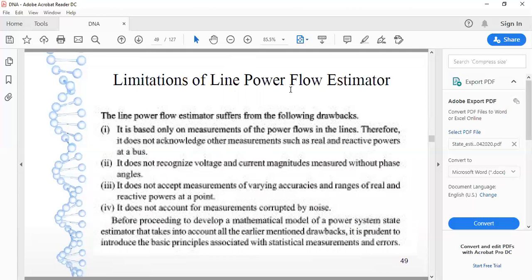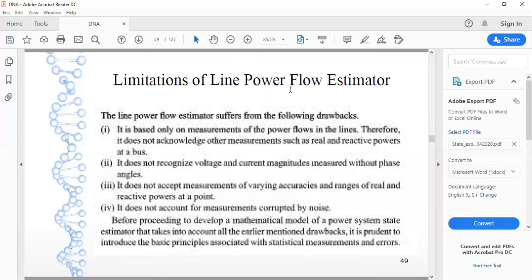The first one is that it is based on measurement of the power flow in the lines, and therefore we do not acknowledge measurements such as real and reactive power at the bus. As I mentioned earlier during the theory sessions, we are calculating for lines, not for buses. Second, it does not recognize voltage and current magnitudes measured without phase angle. Keep this in mind, it is very important.